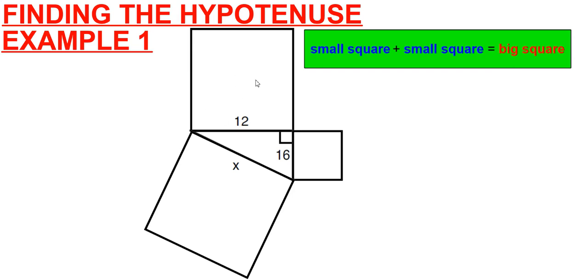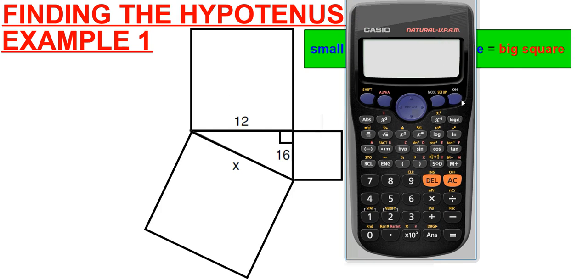And so this one here at the top, if we have a square which is 12 long, we need to be working out the area of it. And so the area of the square is the length times the width, but with a square, all sides are equal. So length times width would mean 12 times 12, which is obviously just 12 squared. So the big square is 144.